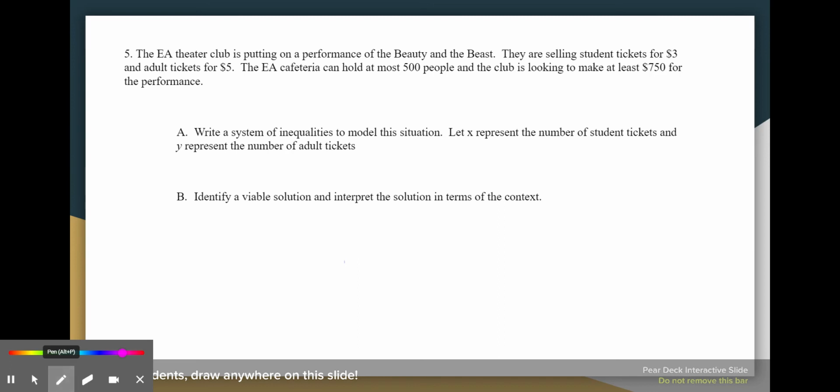Okay, this one says the EA Theater Club is putting on a performance of Beauty and the Beast. They are selling student tickets for $3 and adult tickets for $5. The EA cafeteria can hold at most 500 people, and the club's looking to make at least $750 for the performance. So they want to write a system of inequalities to model the situation, with X representing the number of student tickets and Y representing the number of adult tickets.